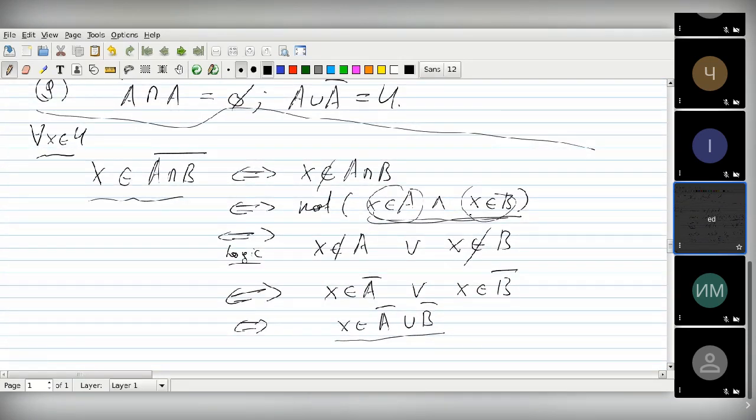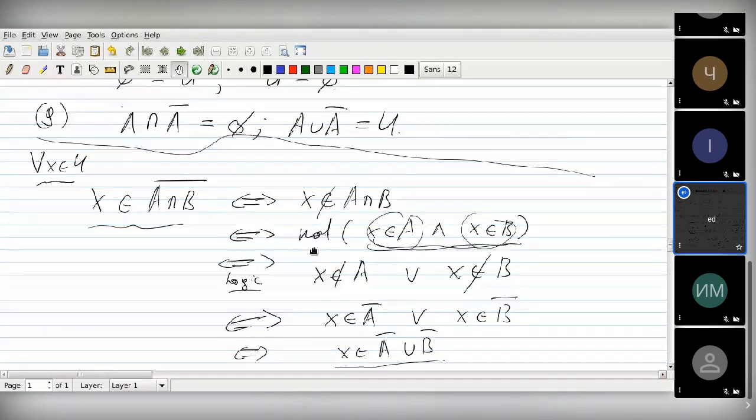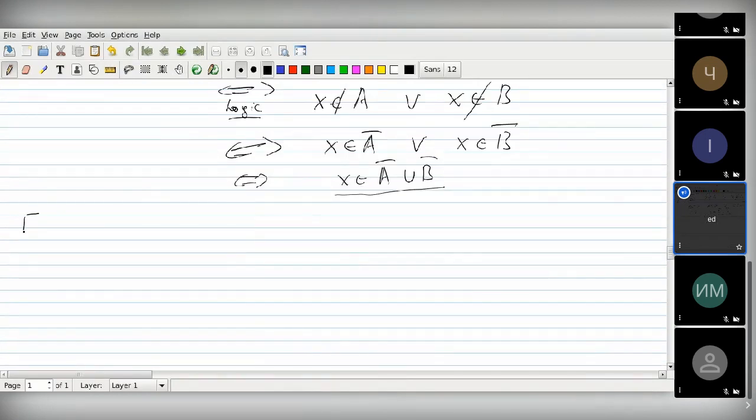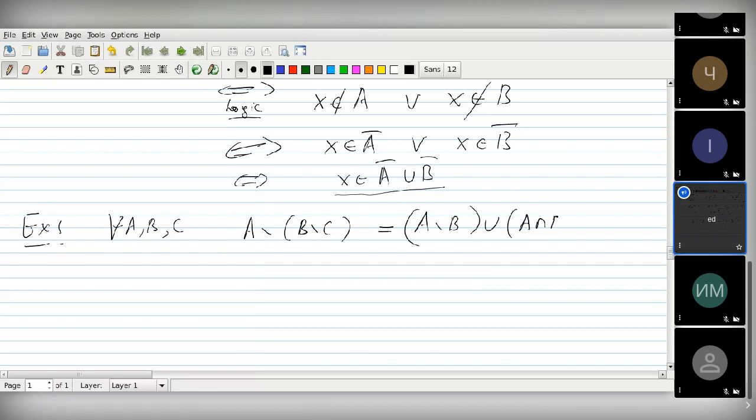Yes. Thank you. And to finalize our lecture, let's see two easy examples. Example 1. Assume I want to prove the following statement. For each A, B, C, A minus (B minus C) equals (A minus B) union (A intersected by C). I want to prove it. How is it possible to do so?